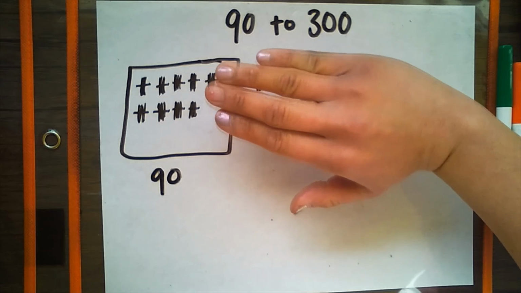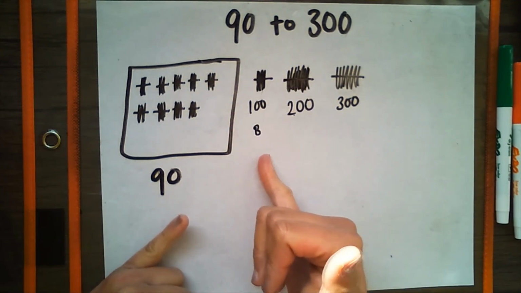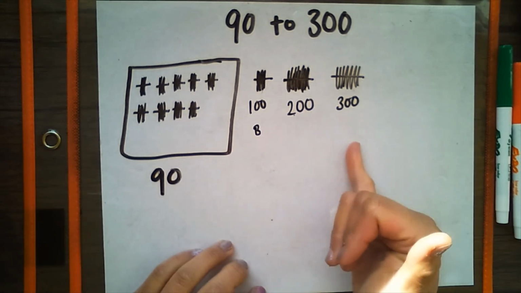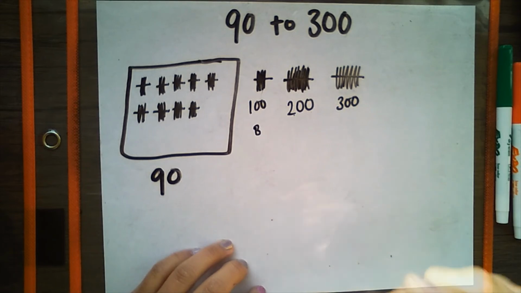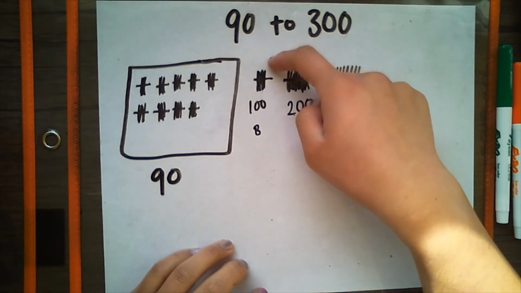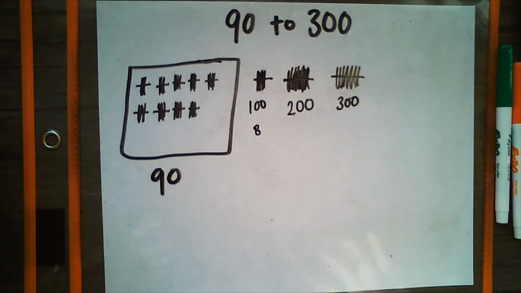Alrighty, my friends, welcome back. So first, we added a 10 to get to a benchmark number of 100. Then we kept counting by hundreds, and we did the same thing coming back. We skip counted backwards by hundreds until we got back to the benchmark number of 100. From the benchmark number, we were able to get to 90 super easily. So that's how we counted up and down using our place values of tens and hundreds today.